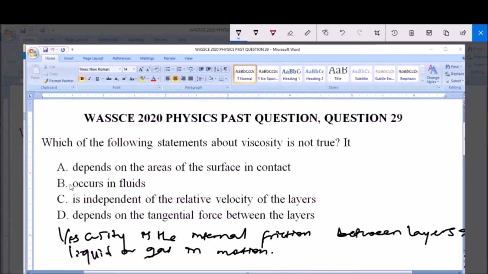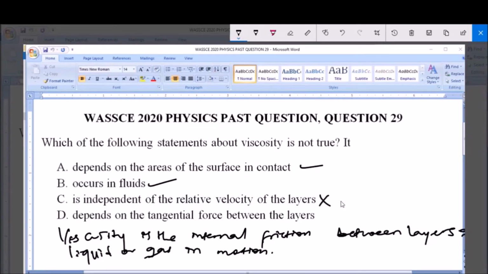Now option A says viscosity depends on the area of the surface in contact. Yes, unlike frictional force, which does not depend on the area of the surface in contact, viscosity actually depends on the area of these fluids. It depends on the area of the surface in contact, that is the layers in contact. The areas of these layers in contact is actually what's important in terms of viscosity, and it occurs in fluids, making option B valid. Then C says it's independent of the relative velocity of the layers.